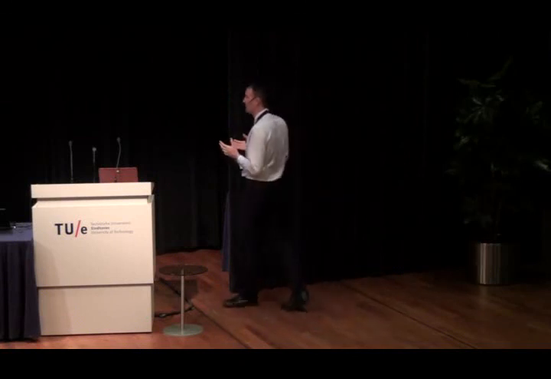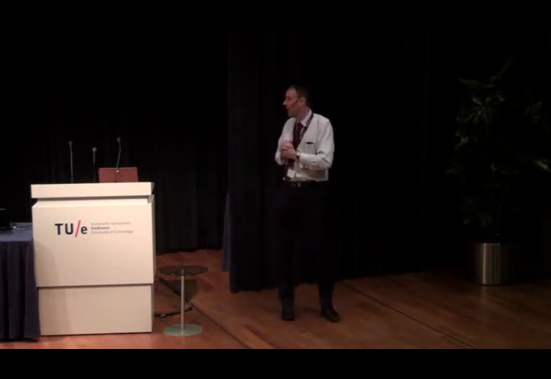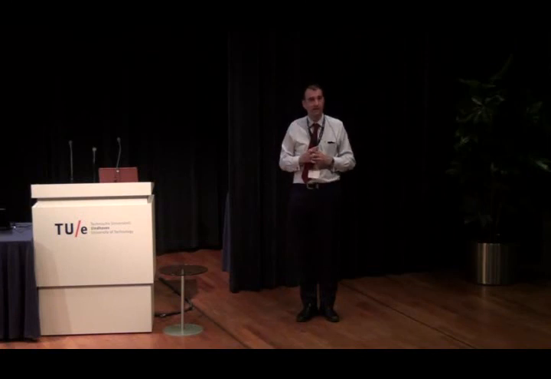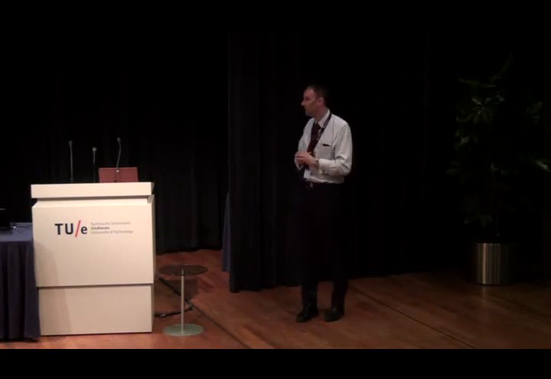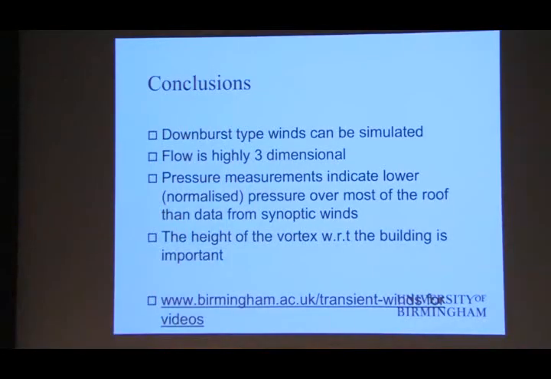The flow is highly three-dimensional, more so than what we typically deal with. And our initial work actually indicates that the pressures that you get over these buildings, with all the caveats about scaling, result in pressures which are lower than atmospheric boundary layer type flows. The height of the vortex with respect to the building is important.